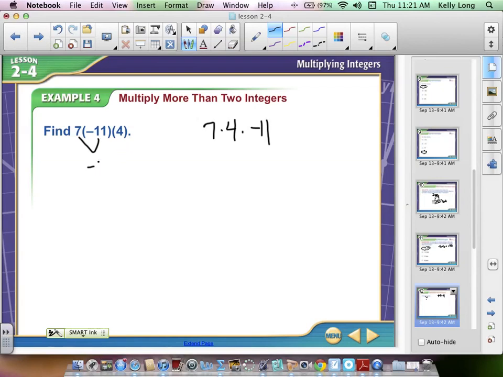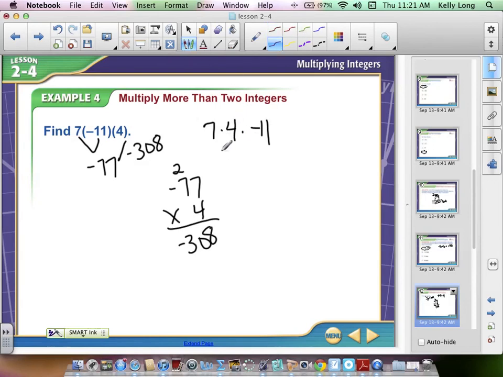What's 7 times a negative 11? Well, that's going to be a negative 77, and then I've got to multiply that by 4. So negative 77 times 4. 7 times 4 is 28, carry my 2. 7 times 4 is 28, plus 2 is 30, so I have a negative 308.